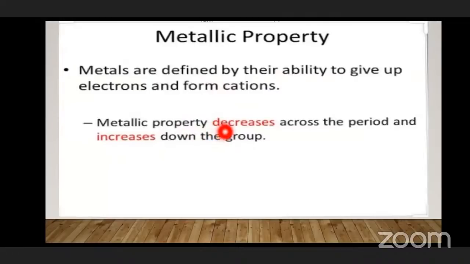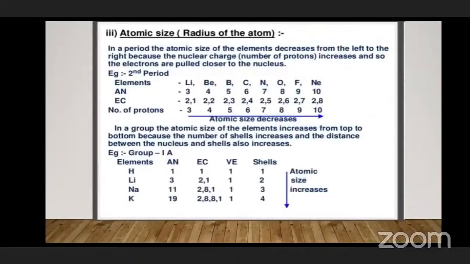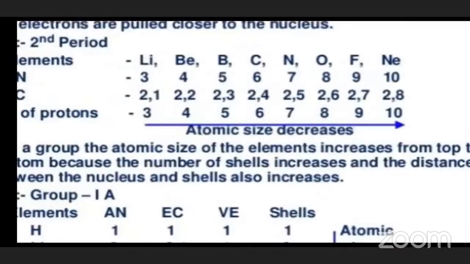Metallic property decreases across the period and increases down the group. Once you observe the electronic configuration of the period elements, once again we'll see. Here: lithium 1s2 2s1, 2s2, 2s2 2p1, 2s2 2p2, 2s2 2p3, 2s2 2p4, like that up to 2s2 2p6.